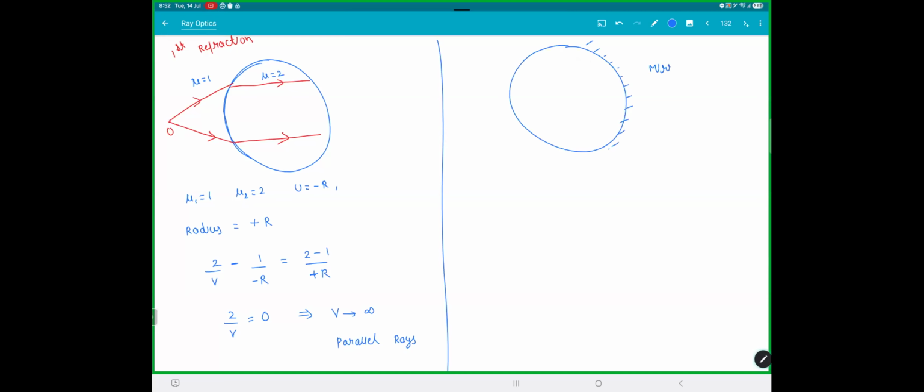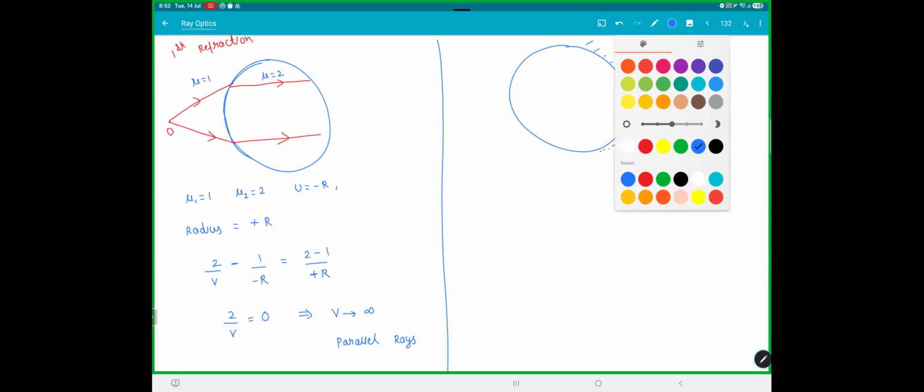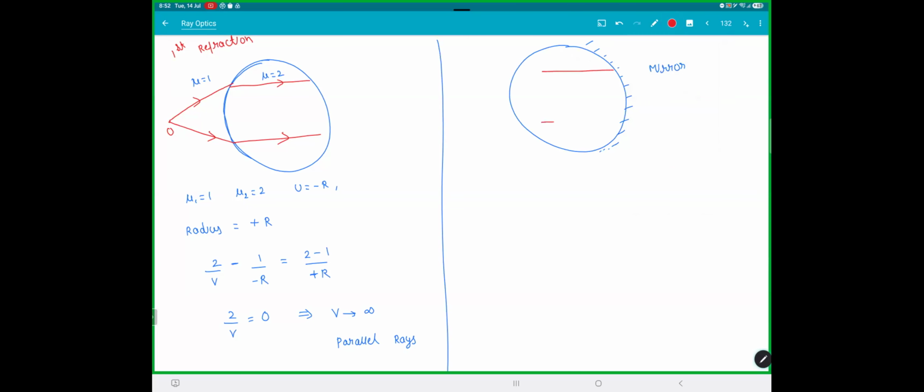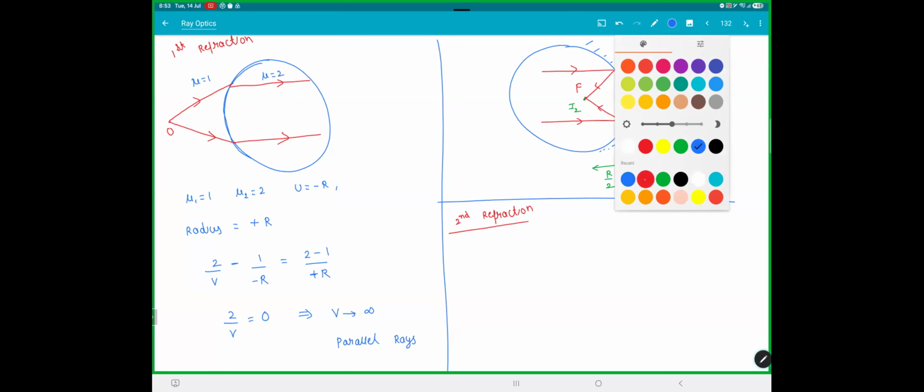Now we do it for the mirror. The mirror will think light rays are coming parallel. And we know what happens when parallel light rays come. They go and meet at the focus. That would be your second image, I2. And this distance will be R by 2. Now these light rays will again go back. Now we have the second refraction. So the mirror right there saves you one step.